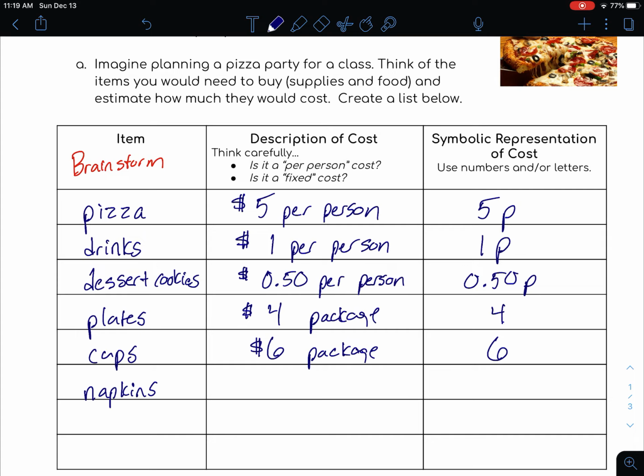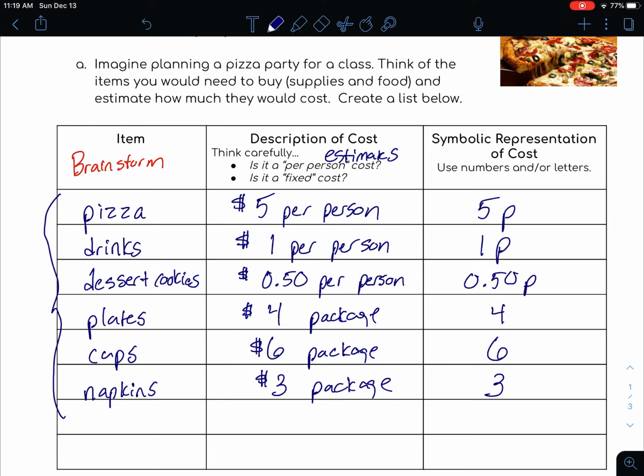And what else do we need? We're definitely going to need some napkins because pizza can be messy. And napkins are a little bit cheaper. Usually you can get a big package that could be way more napkins than you really need, but a big package of them, I don't know, maybe $3 per package. So let's just say that's kind of a set cost too. We don't really need to break that down per person. So those are some things.